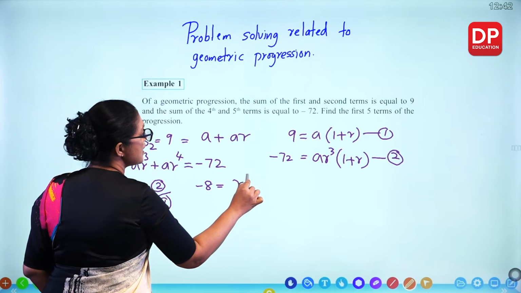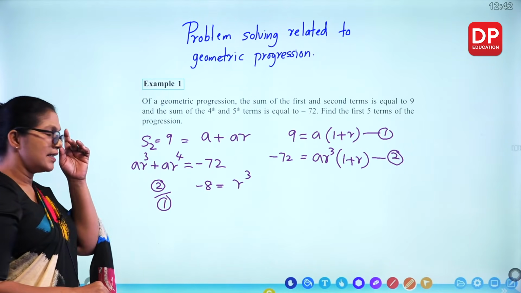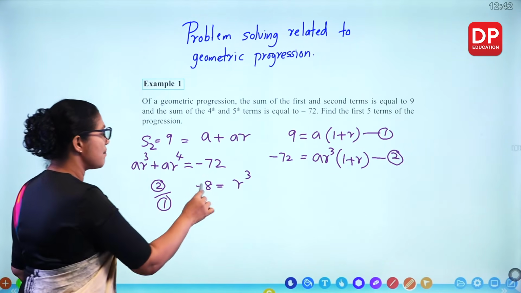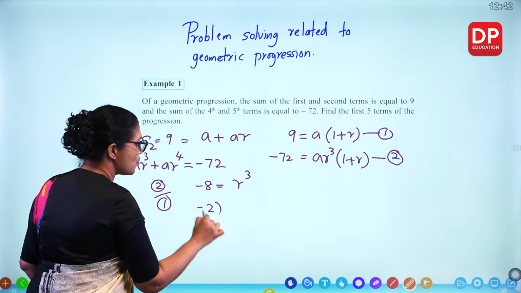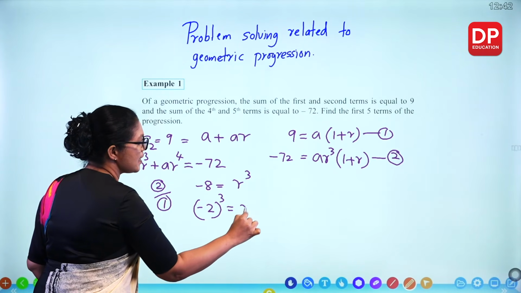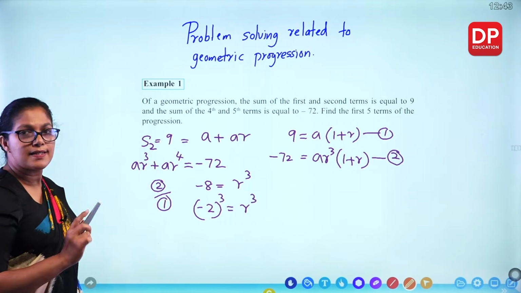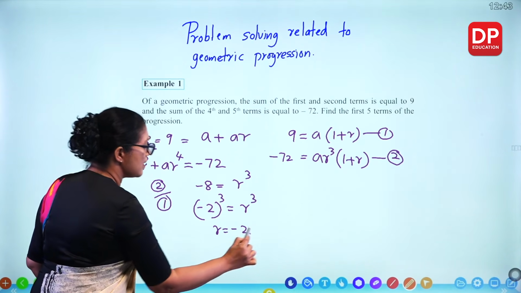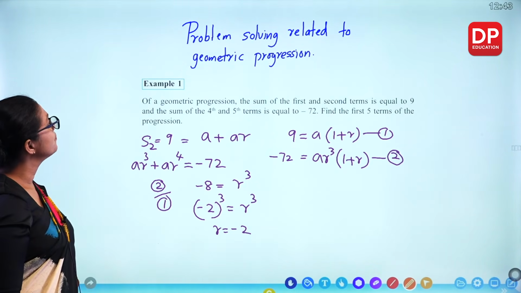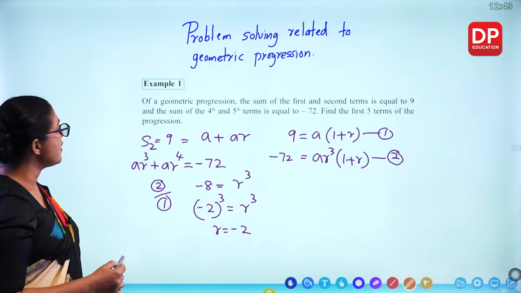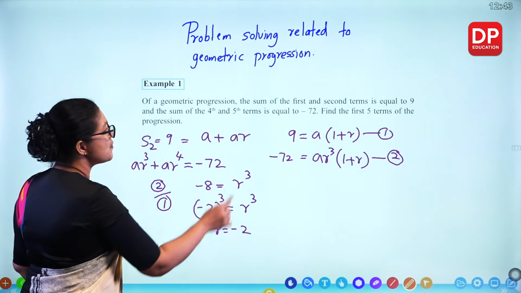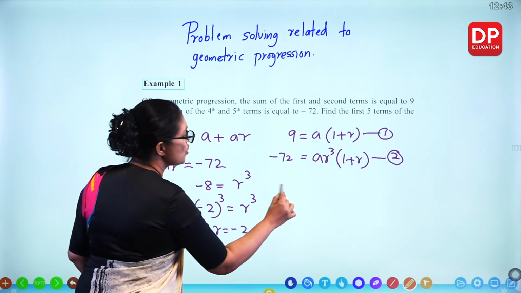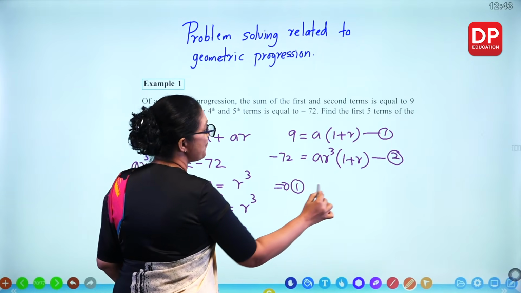So I'm getting R to the power 3. How am I getting minus 8? Minus 2 to the power 3 is R to the power 3. Same power, you can write R equals minus 2. Now we found R equals minus 2. Substitute into equation 1 and find out A.